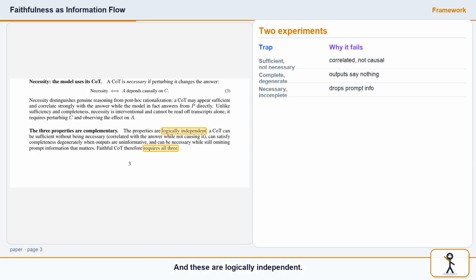And these are logically independent. A trace can be sufficient without being necessary, just correlated with the answer. It can be complete only because the outputs are uninformative. It can be necessary, yet still drop prompt details that matter. A truly faithful chain of thought needs all three.